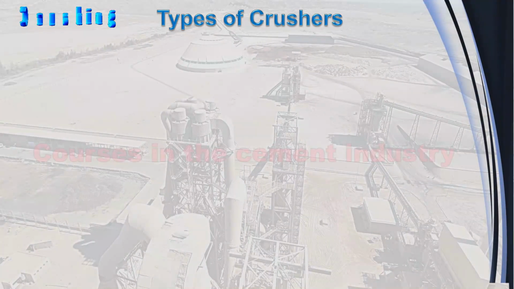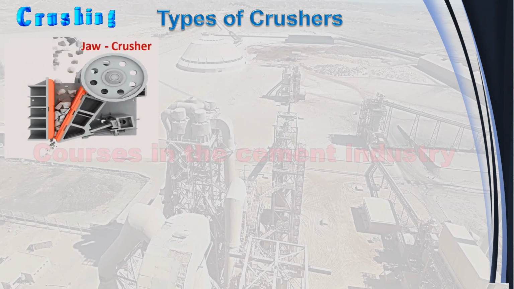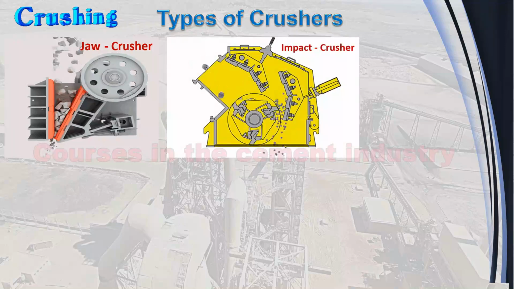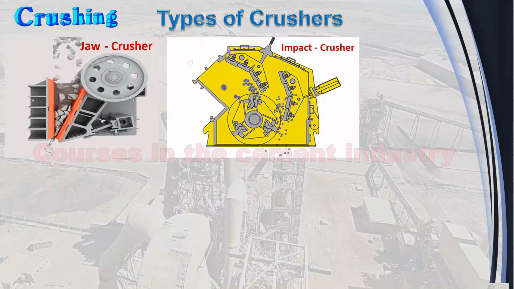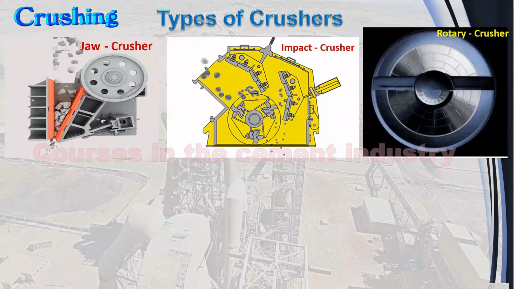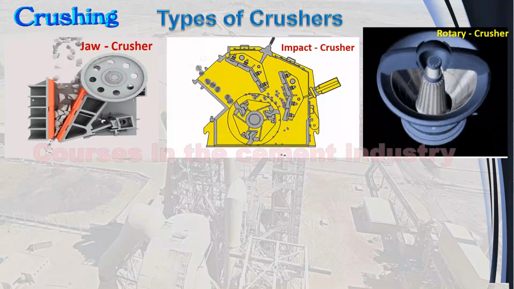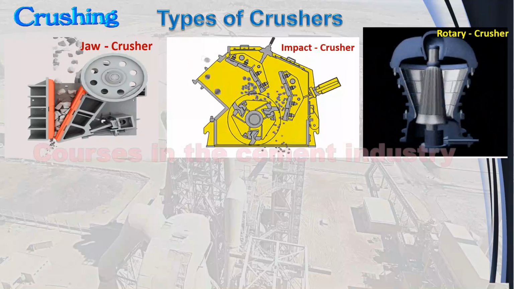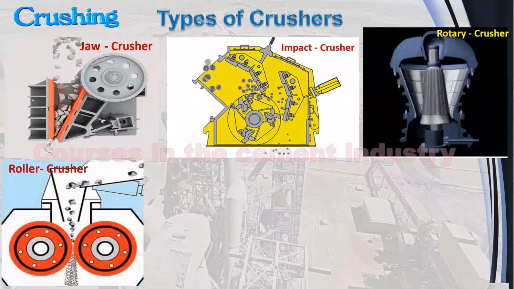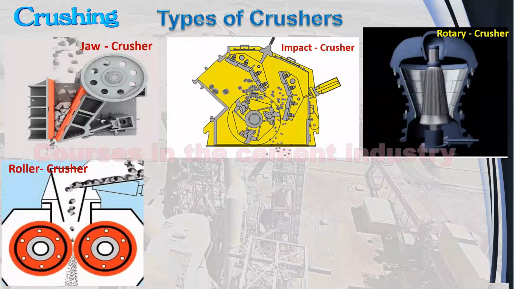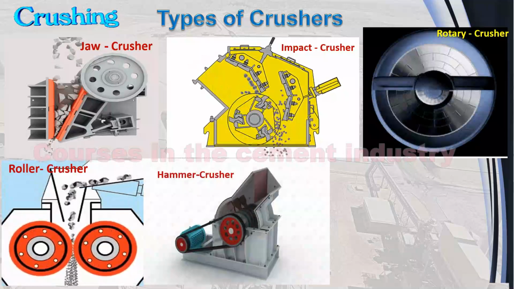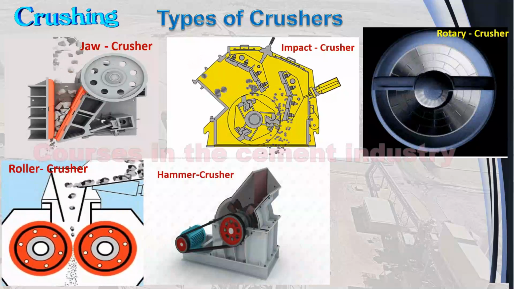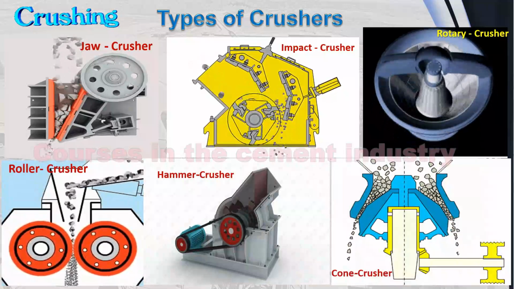Types of crushers. In this slide, we see together pictures showing the types of crushers. Jaw crusher. Impact crusher. Rotary crusher. Roller crusher. Hammer crusher. Gyratory or cone crusher.